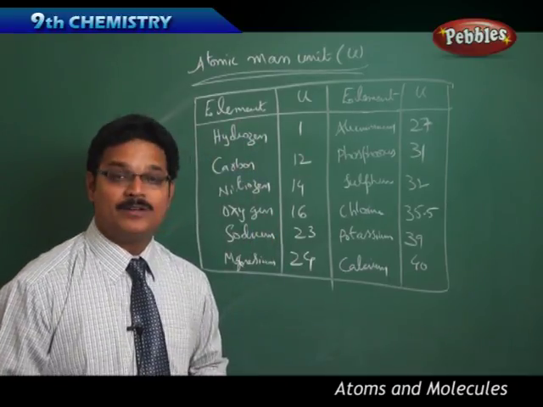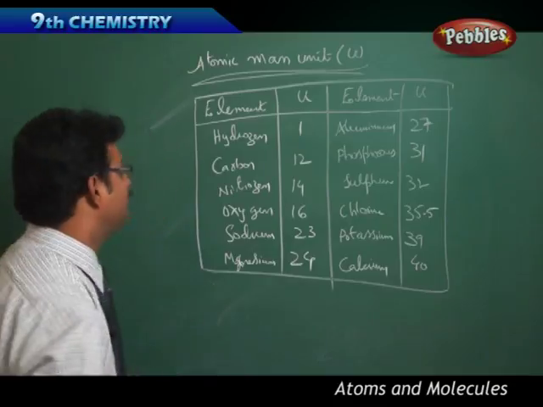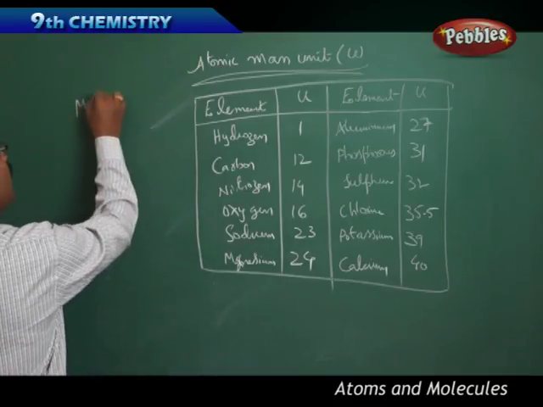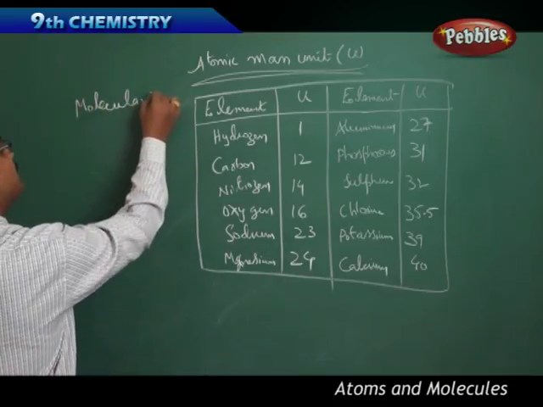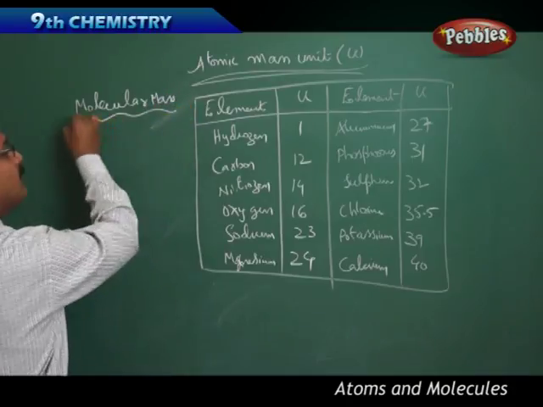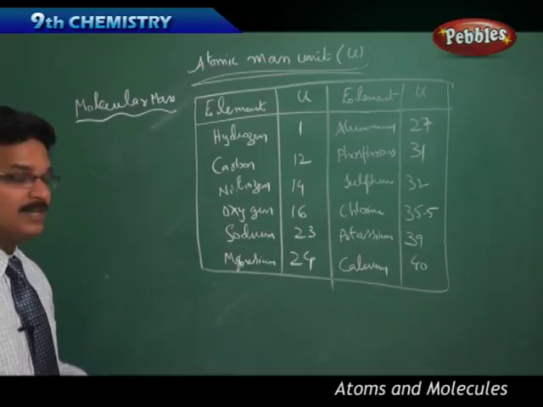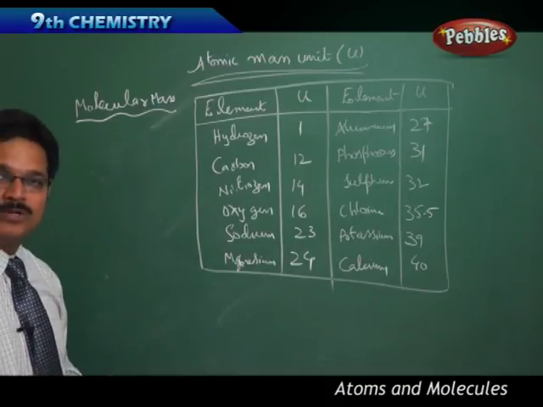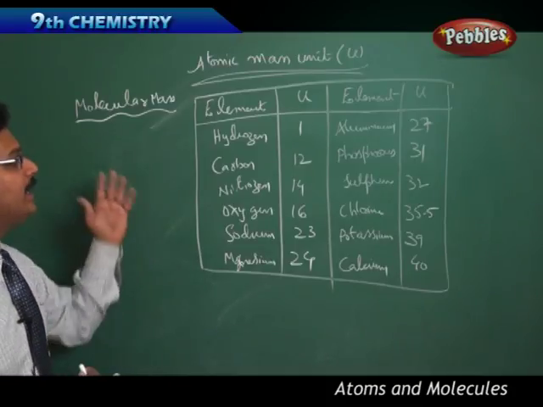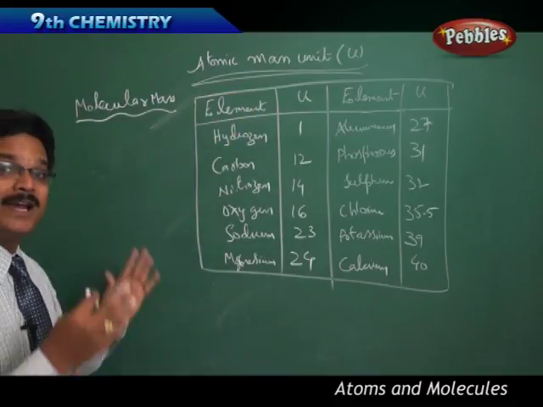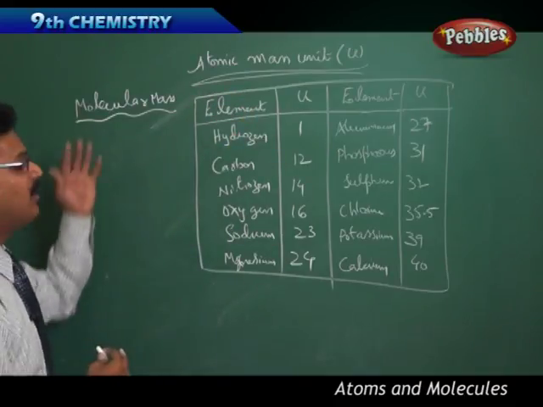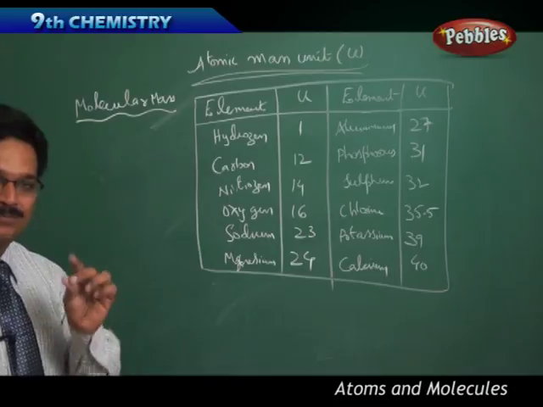What about the masses of molecules, which is called molecular mass? So how do you represent the molecular mass? It's a very simple mathematical calculation. How many atoms you have in a molecule, you take those atoms and their atomic mass and add them to get the molecular mass. Let me give an example.